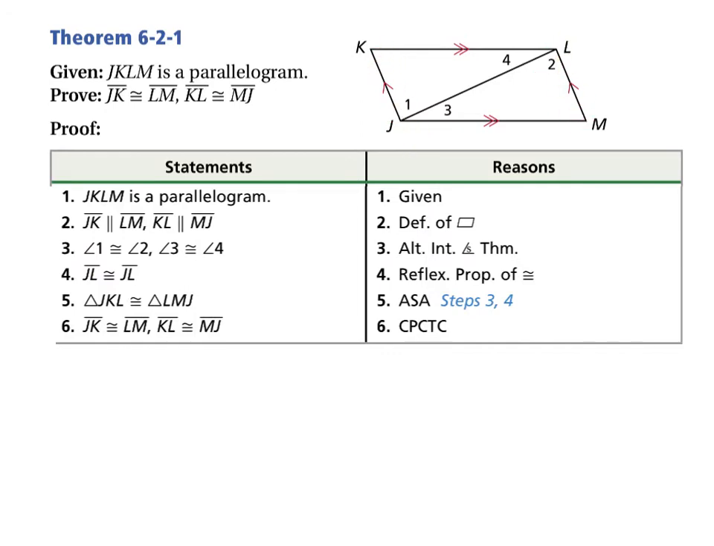So angle 1 is congruent to angle 2, and angle 3 is congruent to angle 4 because of the alternate interior angles theorem. Then we can say that segment JL is congruent to itself because of the reflexive property. And then by angle side angle, these two triangles are congruent. And then we can say, using CPCTC, that segment JK is congruent to segment LM.